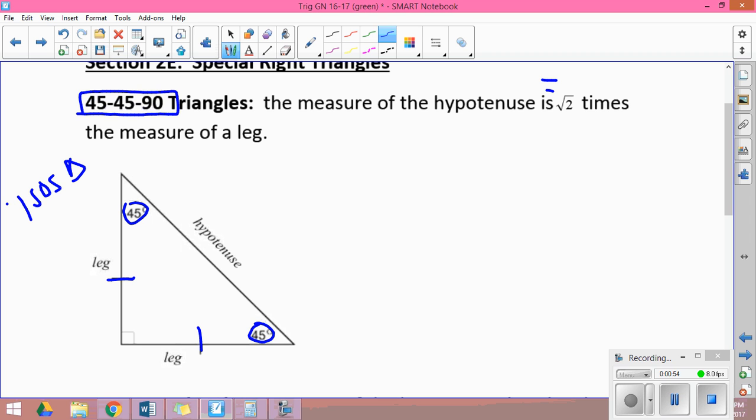And so what this really means in a formula version is the hypotenuse is the leg times the square root of 2. If you know the hypotenuse or you know the leg, you substitute it into the equation and you solve for what you don't know. And clearly our legs here are both going to be the same and our hypotenuse is out there.